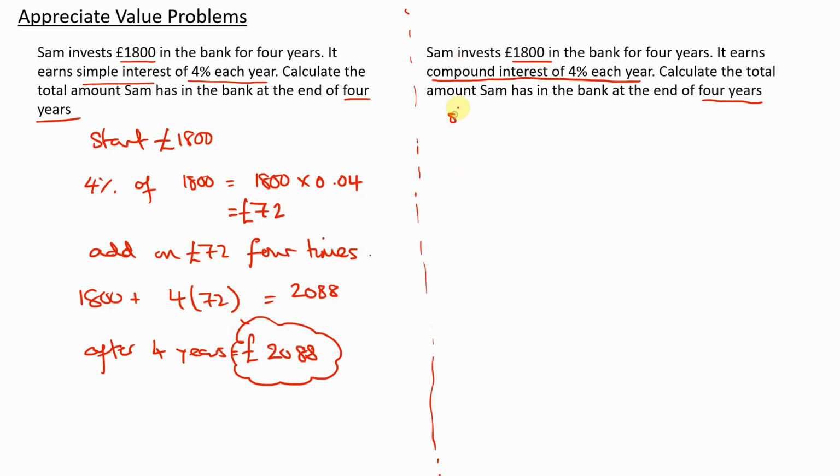So we start with £1,800. I want to find 4% of that. So 4% we've already found out is £72. So at the end of year 1, we've got 1,872. I've added these together. We then want to find 4% of 1,872. So I'm going to do 1,872 times by 0.04, and that gets me £74.88. So at the end of year 2, I'm going to add this and this together.